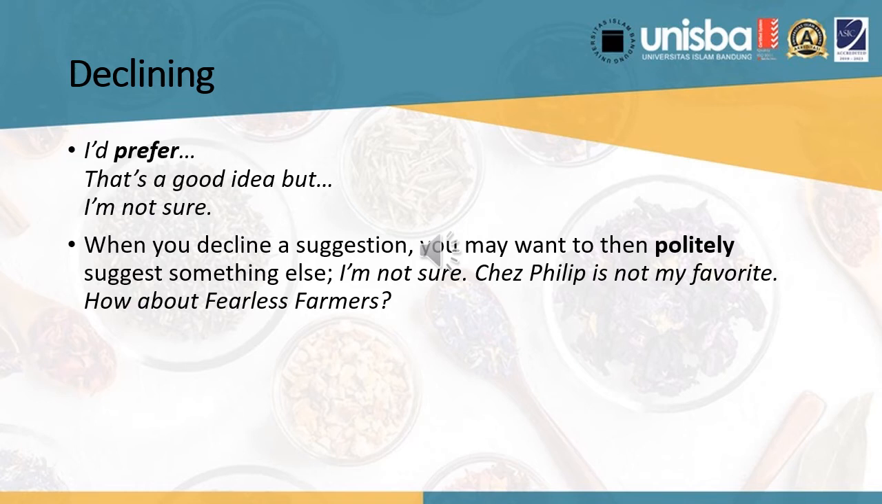When you decline a suggestion, you may want to then politely suggest something else. For example, I'm not sure, Chess Philip is not my favorite. How about Fearless Farmers? Fearless Farmers is the name of a restaurant, Chess Philip is also the name of a restaurant. So if you decline one suggestion, it is polite to suggest something else. Like I'm not sure, Chess Philip is not my favorite. How about Fearless Farmers? Yes, so you give another suggestion if you decline the first suggestion.